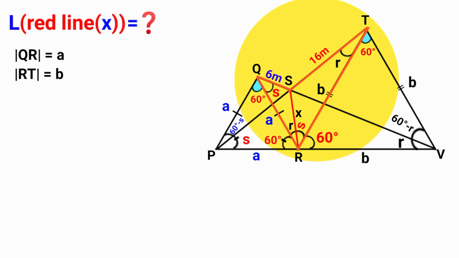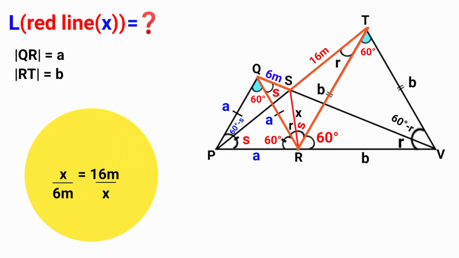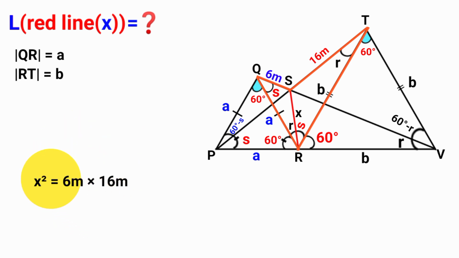So if you take the ratio of their sides, this side facing angle S divided by this side facing angle R must be equal to this side also facing angle S divided by this side also facing angle R. So x over 6 meters equal to 16 meters over x. Cross multiply. Now x times x equal to 6 meters times 16 meters. x times x is x squared. So x squared equal to 6 meters times 16 meters.